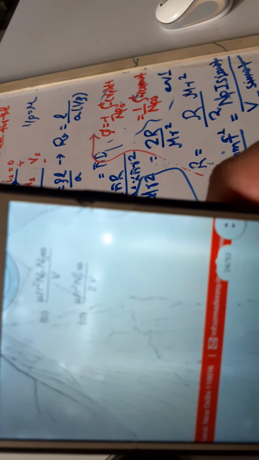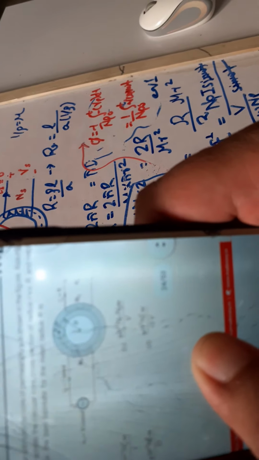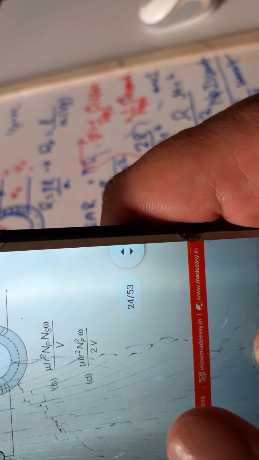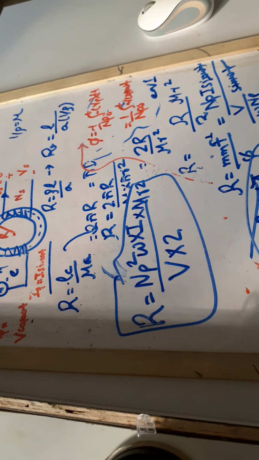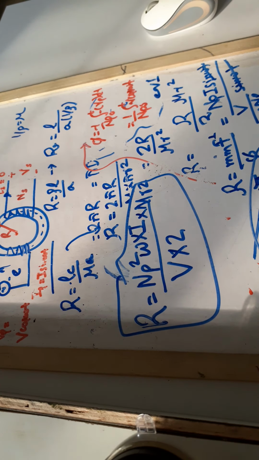Here we have the options, you can see. So option D is the answer for this question. This is how a question is dealt with. It is not very difficult. Hope you understood. Keep following, stay safe.